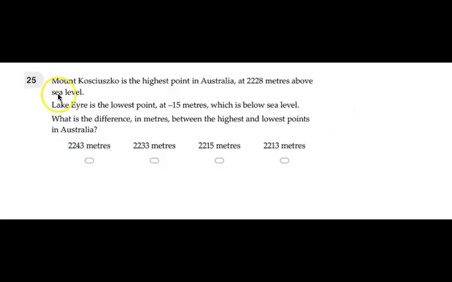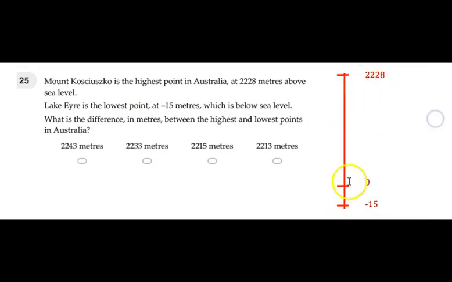Next question. Okay, question 25. Mount Kosciuszko is the highest point in Australia at 2,228 metres above sea level, and Lake Eyre is the lowest point at negative 15 metres, which is below sea level. Now, what is the difference in metres between the highest and the lowest points in Australia? A little sketch of that here. From 0, which is sea level, here is the highest point, 2,228 metres above sea level, and then Lake Eyre is 15 metres below.